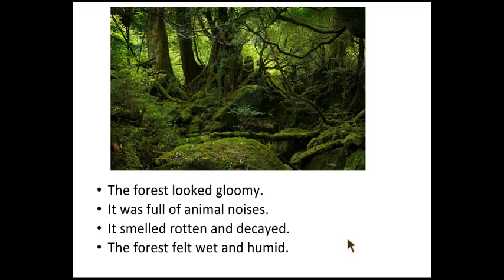Let's give it a little try. Here, I've got a picture of a forest. Now I'm going to describe this forest using 4 sensory details. The forest looked gloomy. The forest was full of animal noises. So first I have sight, then I have sound. It smelled rotten and decayed. I've got smell, and the forest felt wet and humid. So there's feeling. So I'm using 4 out of 5 senses to describe this forest. So if I'm writing this down, it's going to give the reader a much better picture of what the forest is like.